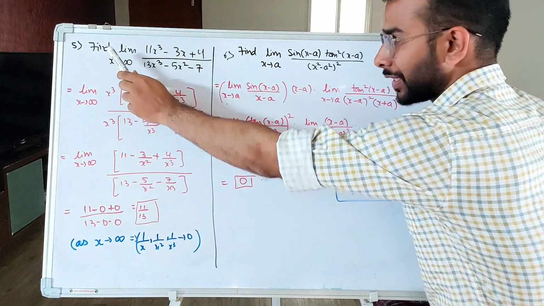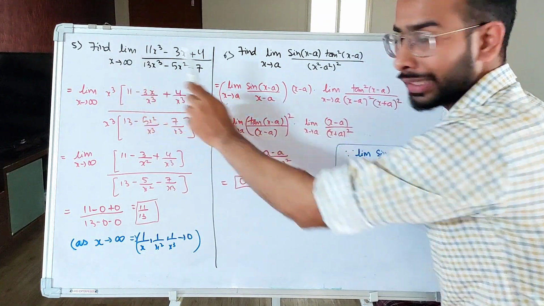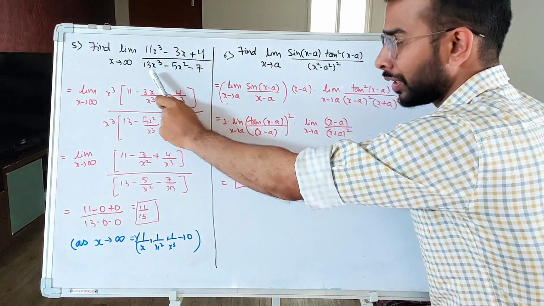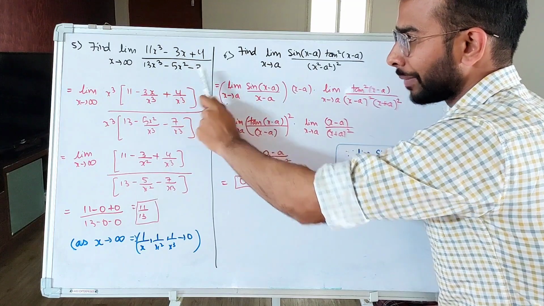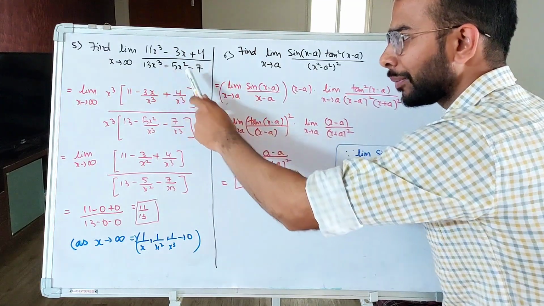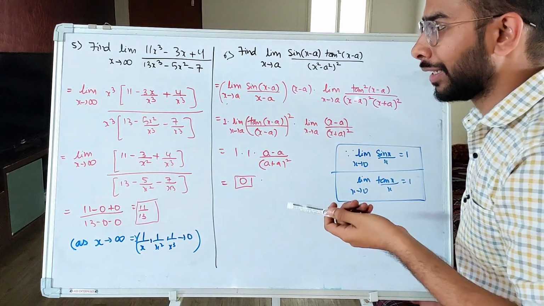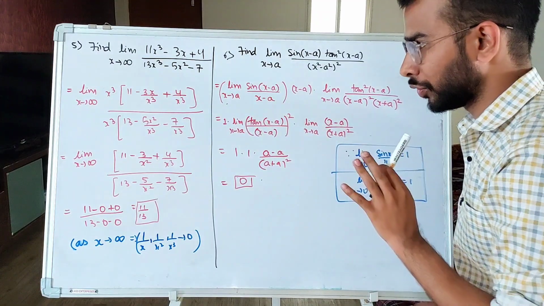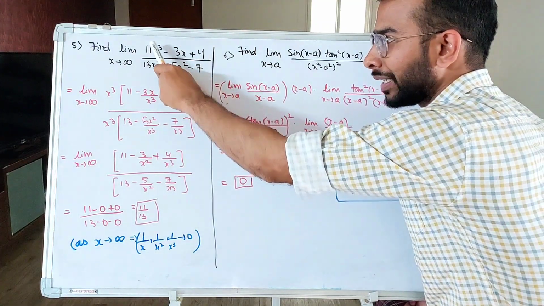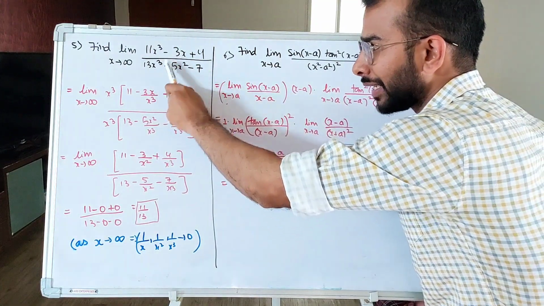Now question number 5 is: find the limit as x tends towards infinity of (11x cubed minus 3x plus 4) upon (13x cubed minus 5x square minus 7). As x is tending towards infinity, this is infinity upon infinity, which is an undetermined form. So what we do in such questions is very important: see the degree. The degree of the numerator is 3, the degree of the denominator is 3.